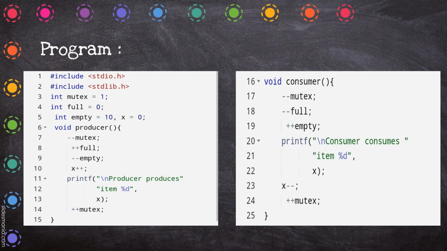The consumer function is defined here. Similar to the producer function, it enters and exits the critical section using the mutex variable. It decreases full to indicate that an item has been consumed from the buffer. It increases empty to show that there is one more empty slot. It consumes an item, decrements X, and prints a message indicating the item consumed.